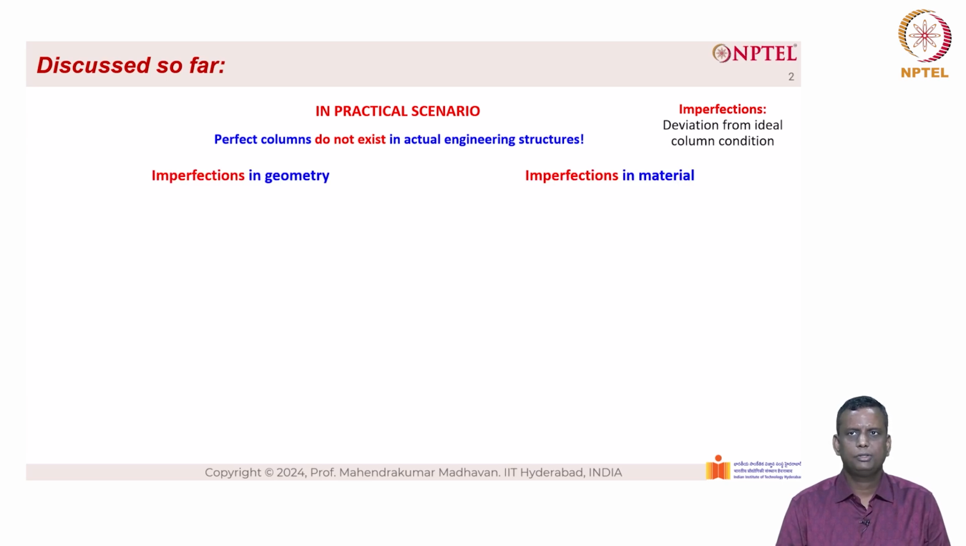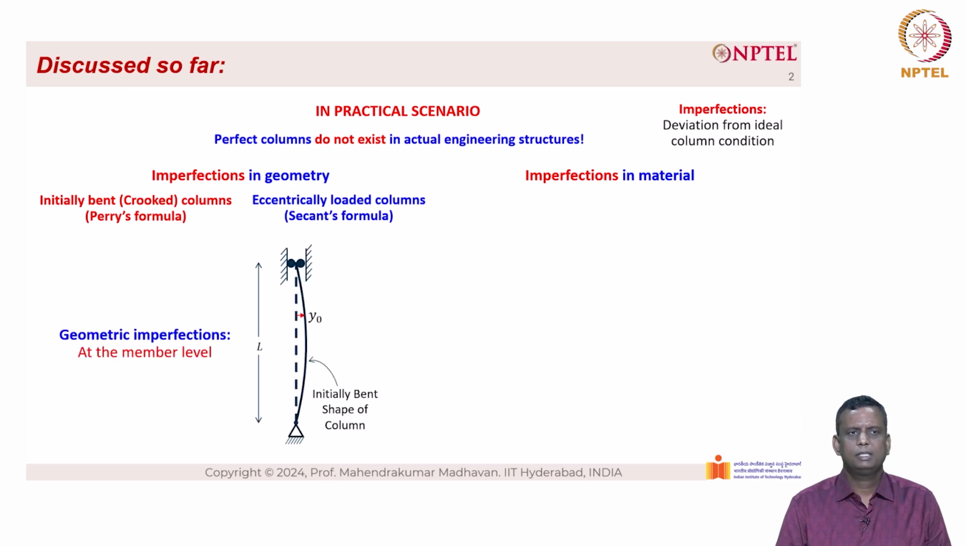Imperfections can be classified into two categories. One is imperfections in geometry, another is imperfections in material. Imperfections in geometry basically relate to initially bent, crooked columns, which is handled by Perry's formula, or eccentrically loaded columns handled by the secant formula. As you can see, these are the geometric imperfections at the member level.